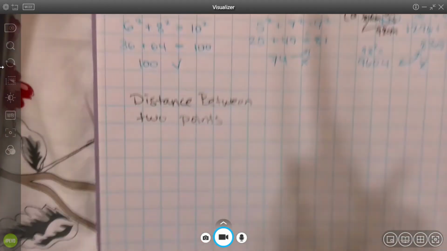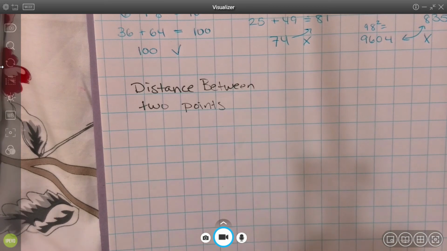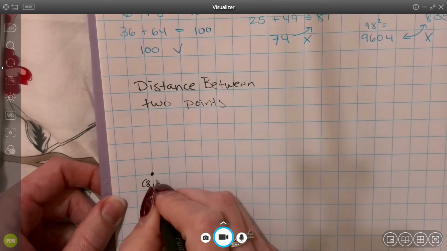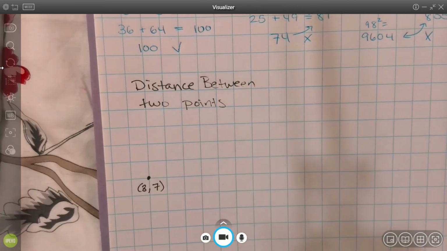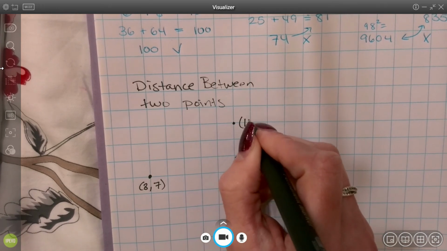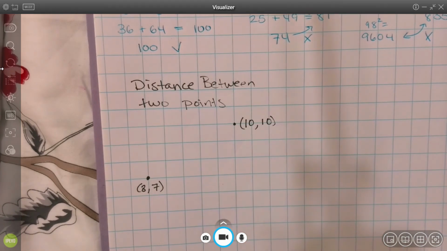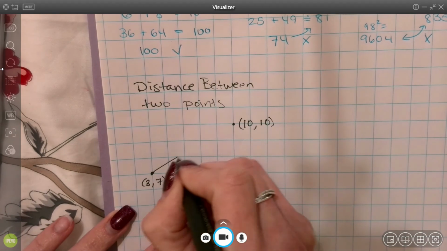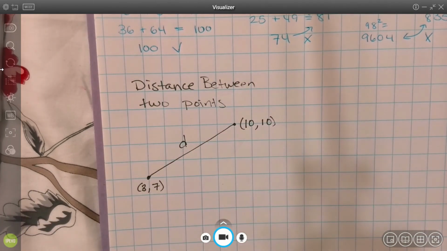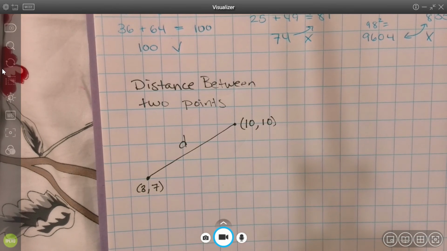So when we're asked to find the distance between 2 points, we're often given the coordinates. For example, knowing that this point is at 3, 7, and this one is at 10, 10. And what we want to find is this distance. So maybe you see it right now, but this links to Pythagoras' theorem.